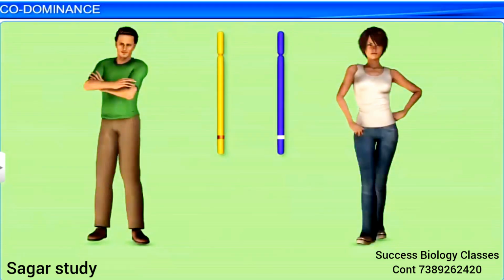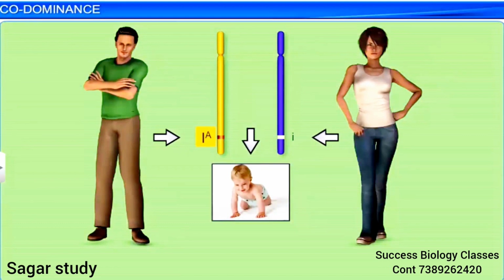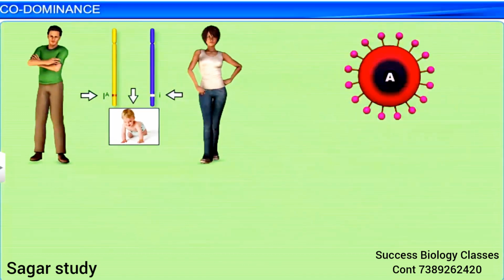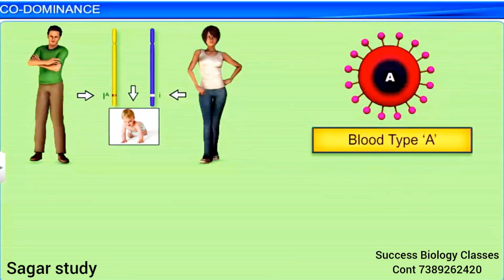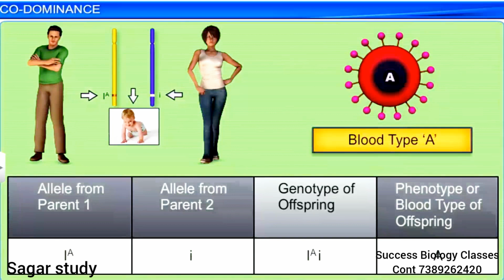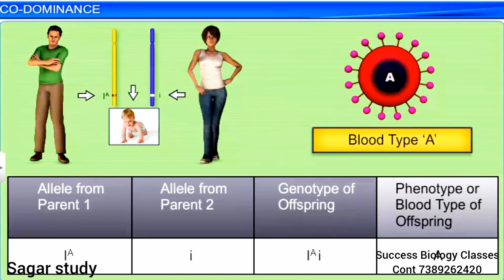Therefore, if the allele from one of the parents is capital IA and from the other is small i, only capital IA is expressed in the offspring, as small i does not produce any sugar. In this case, the RBCs have only type A sugar in them. And the genotype of the offspring is capital IA small i, and the phenotype or the blood group is A.